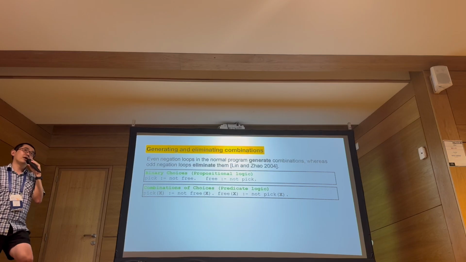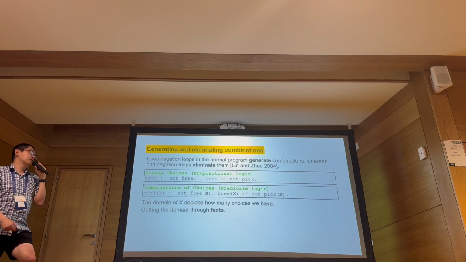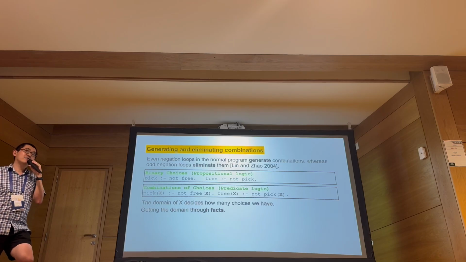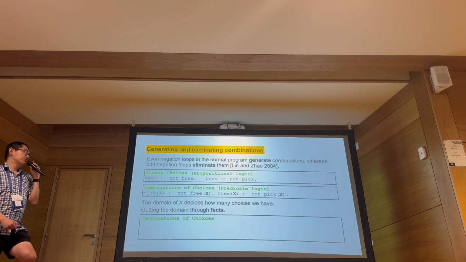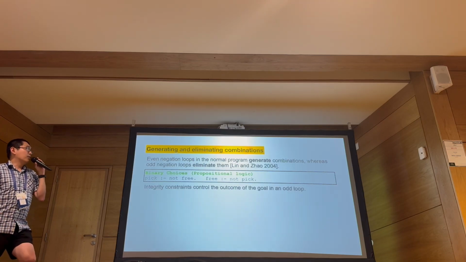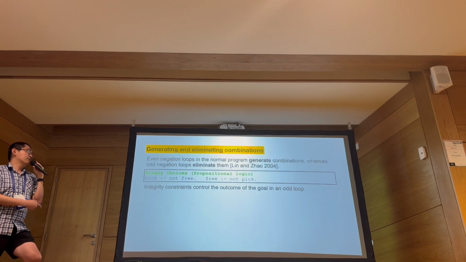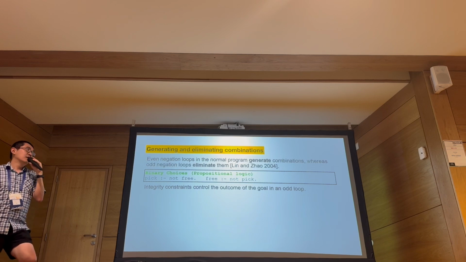So we extend the propositional logic to regular logic variables. In this case, the variables have no domains, but we need to provide domains for them, which can be done through a set of facts. For example, we can say X is a set of numbers ranging from 1 to 3. Now, as we are already able to generate our combinations, we want to use the integrity constraint to eliminate them. Integrity constraint basically just controls the outcome of the goal in an odd loop form.